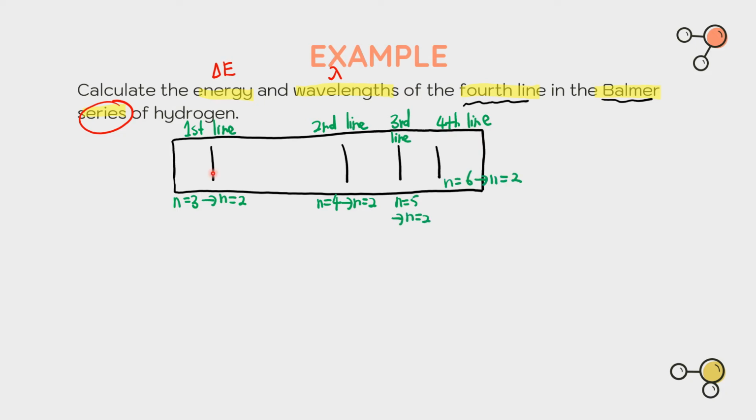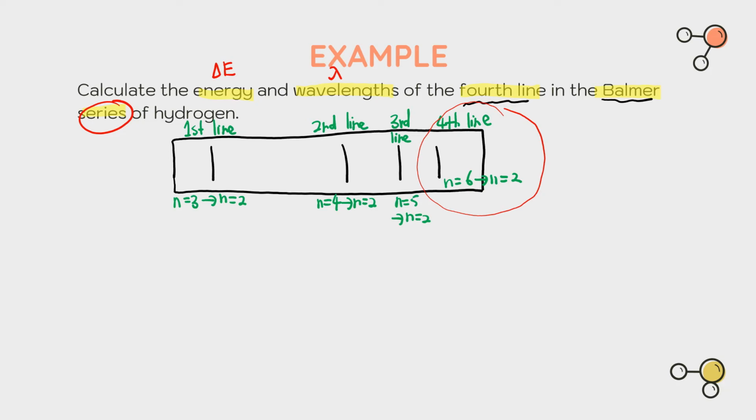So now you have identified all the lines in this Balmer series, and we are interested to know the energy and wavelength of the fourth line. So which one is the fourth line? First, second, third, fourth. So we are going to use the information in this fourth line in order to find the delta E and wavelength. So let's answer the question.